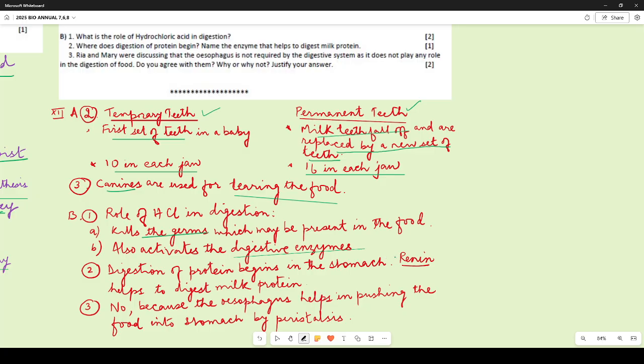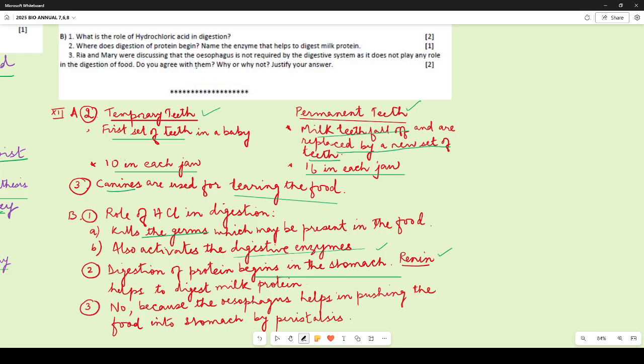Name the enzyme that helps to digest milk protein. That is renin. Oh, sorry. Where does digestion of protein begin? Digestion of protein begins in the stomach. Okay. So digestion starts in the stomach. Before that there is no digestion of proteins. And renin is the enzyme that helps to digest milk protein.